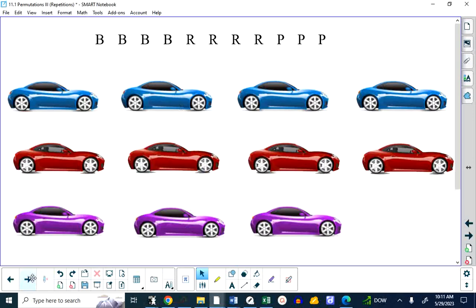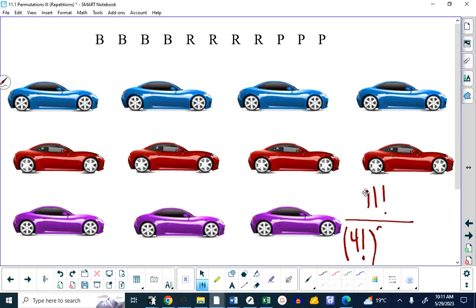If I said how many ways are there to arrange these 10 vehicles, you would take 10 factorial, you'd divide it by 4 factorial, you'd divide it by another 4 factorial, you'd divide it by 3 factorial. And I misspoke. You would take 11 factorial because there are not 10 vehicles, there are 11. So this would be 11 factorial over 4 factorial, 4 factorial, 3 factorial.